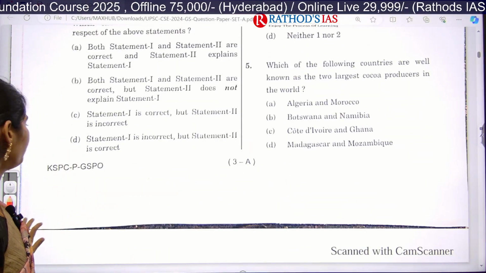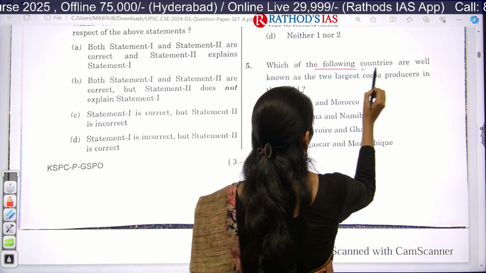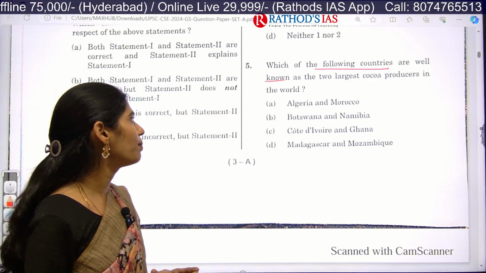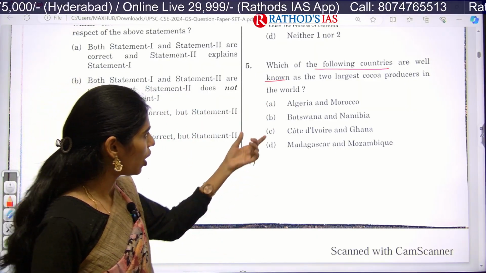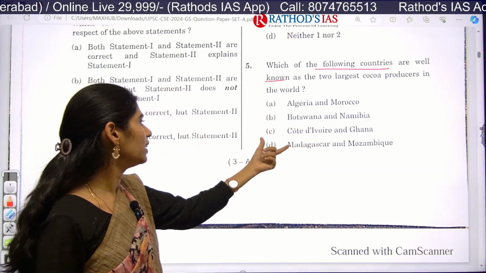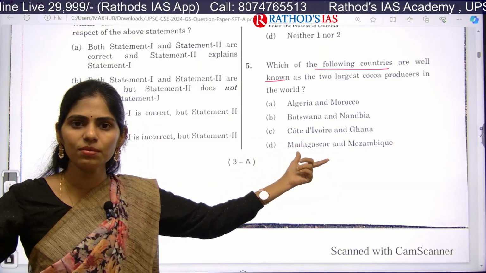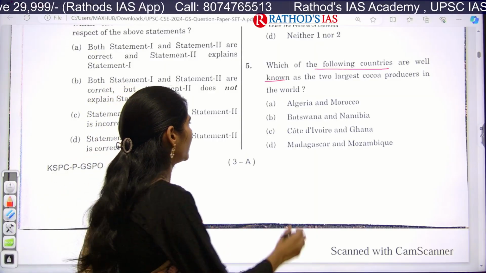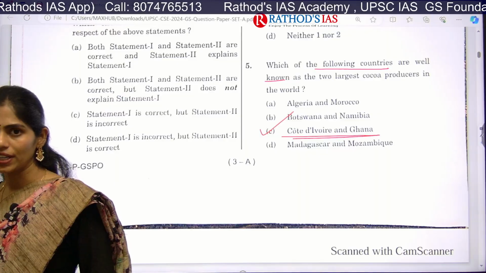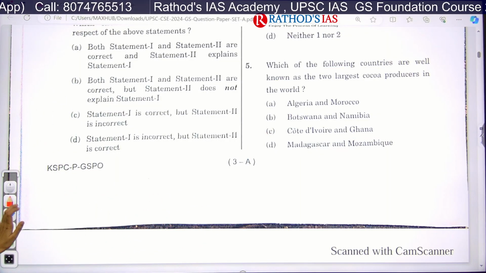Now let us see the fifth, very easy. Which of the following countries are well known as the two largest cocoa producers in the world? Option A is Algeria, Morocco. Next one is Botswana, Namibia. The third one is Ivory Coast and Ghana. The next one is Madagascar and Mozambique. So the correct answer here is C, Ivory Coast and Ghana. Okay, now let us see the next question.